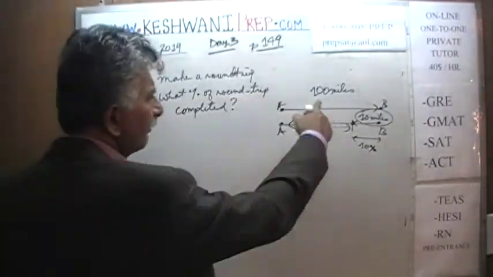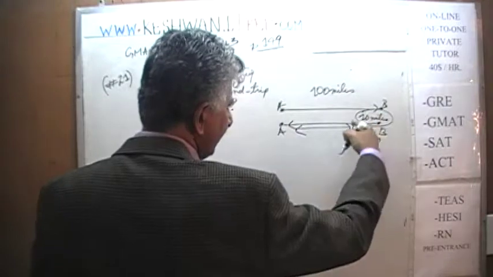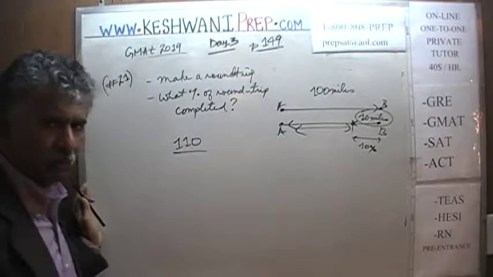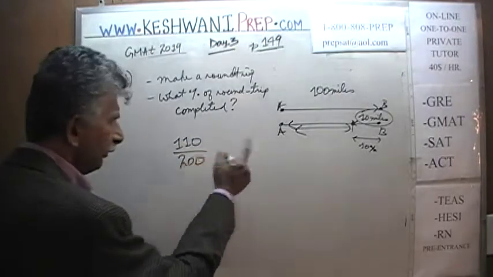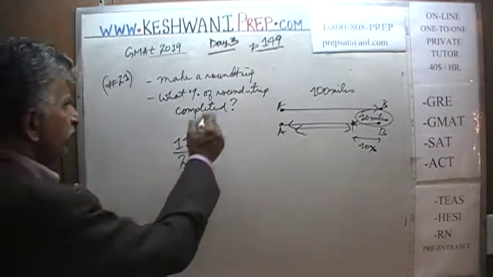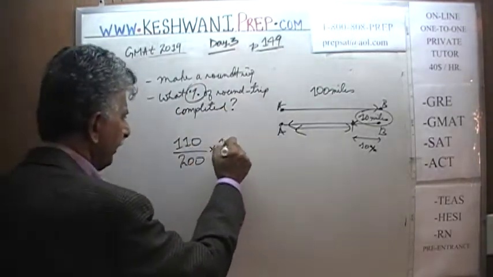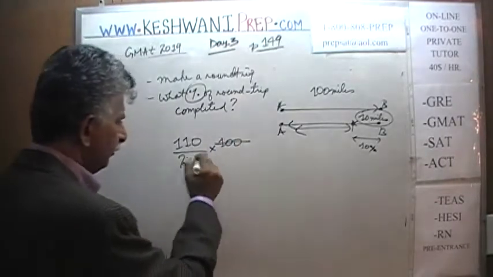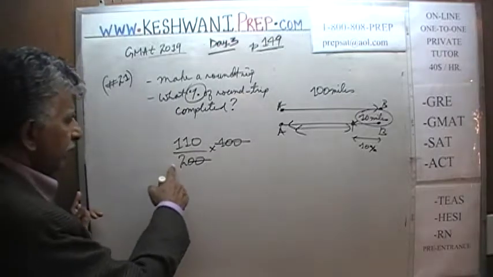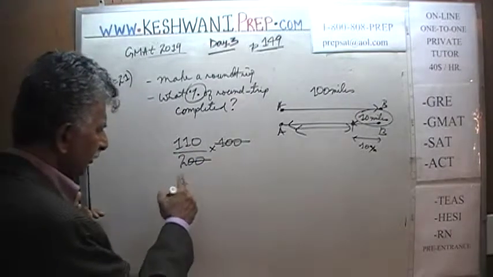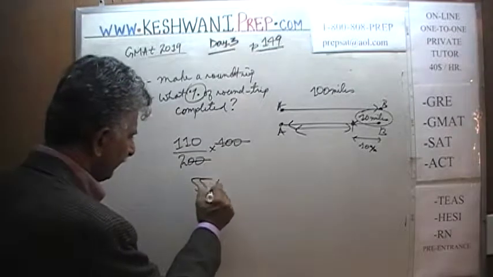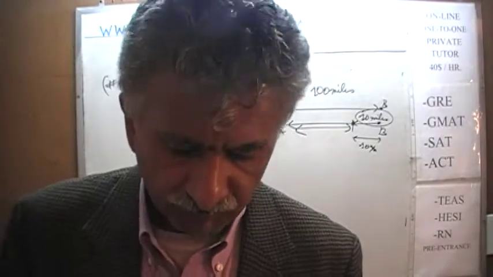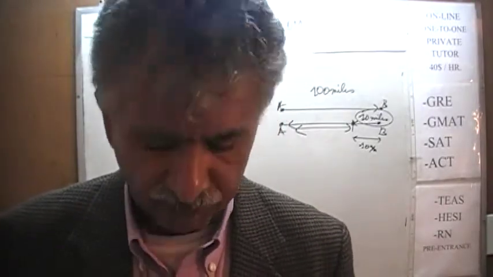That's very easy. We have traveled 100 miles going to B. We have traveled another 10 miles coming from B so far. So we have traveled 110 miles for a total of 200 miles, because 200 miles is a round trip. And we want it in terms of percentage. Since we want it in percentage, we need to multiply that by 100. Are you with me so far? Let's divide top and bottom by 100. This 100 is going to go away and two zeros are going to disappear. 110 divided by 2 gives us 55%. The person has finished 55% of their round trip, 45% is still left to go.